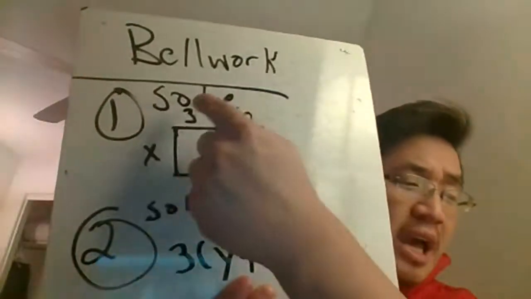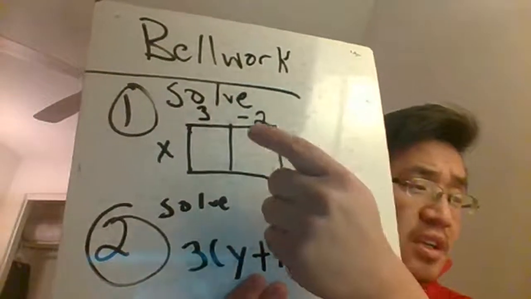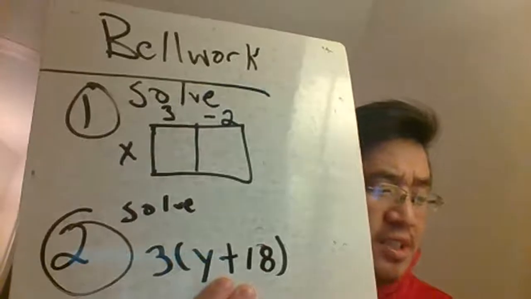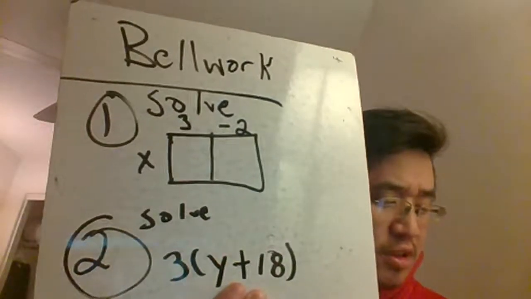3x and -2x. And then this one is 3 times y plus 18.